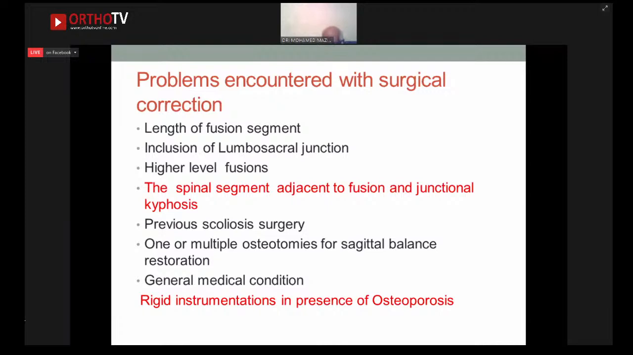The bone quality doesn't hold the screws, so don't put the screws, because after 1 month, 2 months maximum, you get the screws out or they come out by themselves. It's going to be shameful to you to do that.